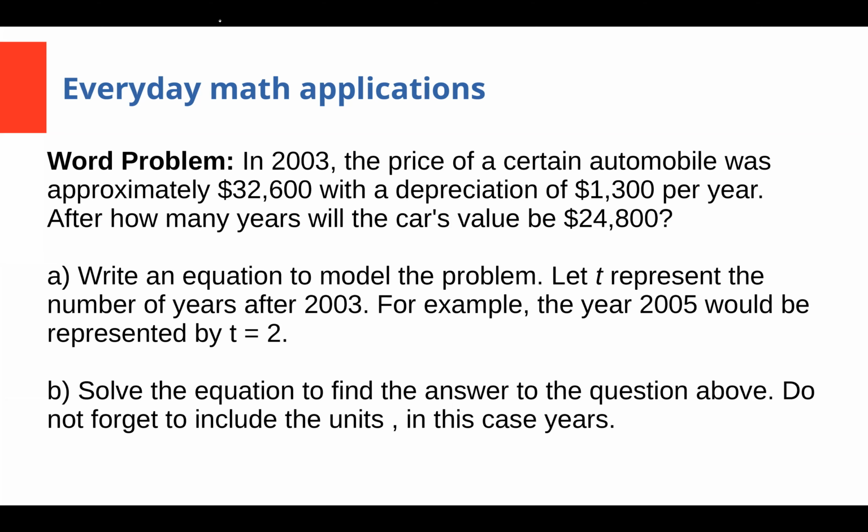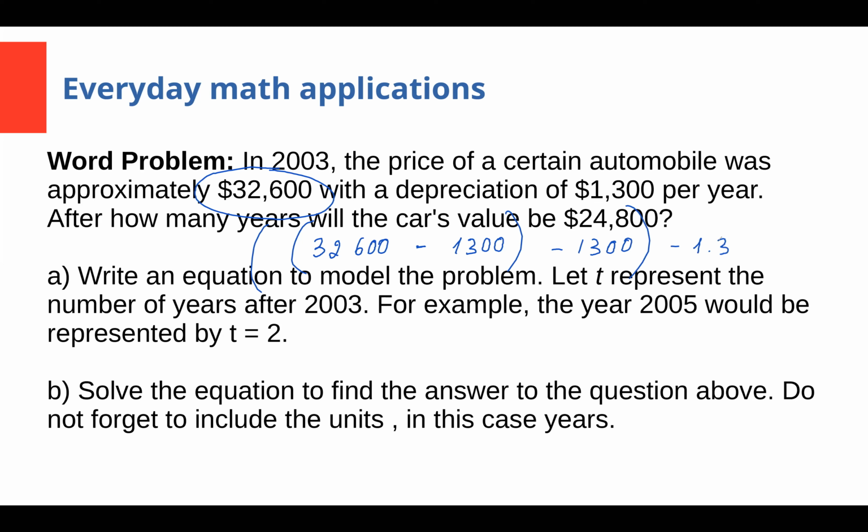We started with the price of $32,000. This was the starting price, the original price. Now, what we know is every year the price is decreasing. So I will be subtracting some numbers from this 32,000. I will subtract 1,300 the first year. The next year, I will subtract another 1,300. The next year, I'll subtract another 1,300.